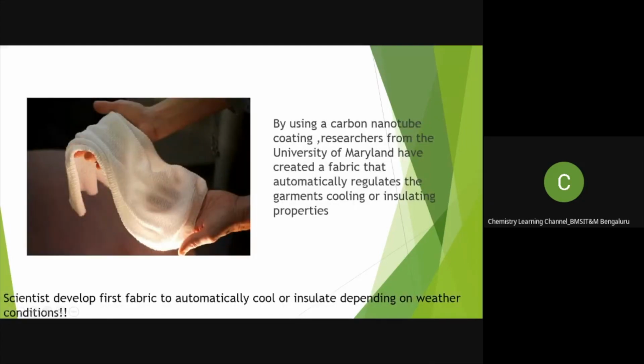And here, scientists have developed the first fabric that automatically cools or insulates depending on the weather conditions. It exhibits the property depending on the weather condition. It can cool, it adjusts to the weather conditions.